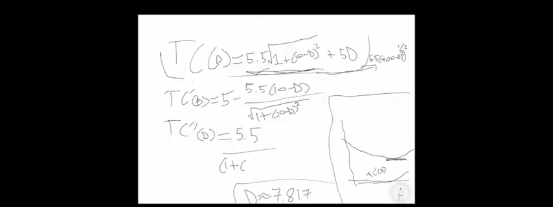Now I'm just rewriting it over here. And now that graph looks like this. So now putting d equals 7.817 into the derivative of the cost function, the derivative approximately equals 0.3972, which is positive. So then that means it is a local minimum.